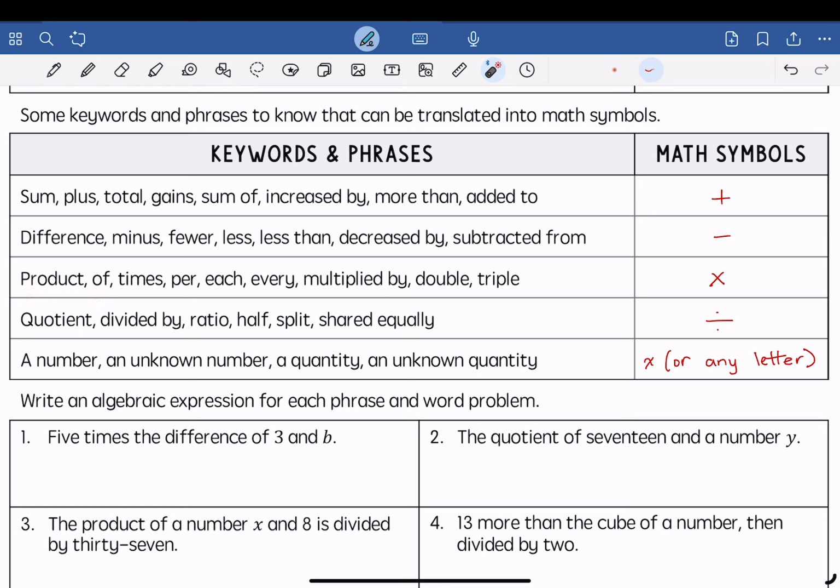followed by the product of, times, per, each, every, multiplied by, double, triple, and there are more words, often can be translated into the multiplication sign. For the next one, quotient, the quotient of, divided by, ratio, half, split, shared equally, you would use the division sign. A number, an unknown number, a quantity, an unknown quantity, anything that is unknown, that we do not know in a word problem, we often use a variable. So it could be x or any other letter in the alphabet.